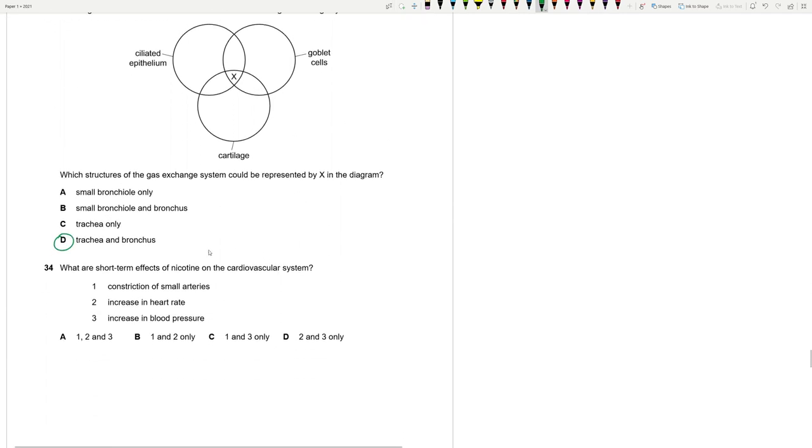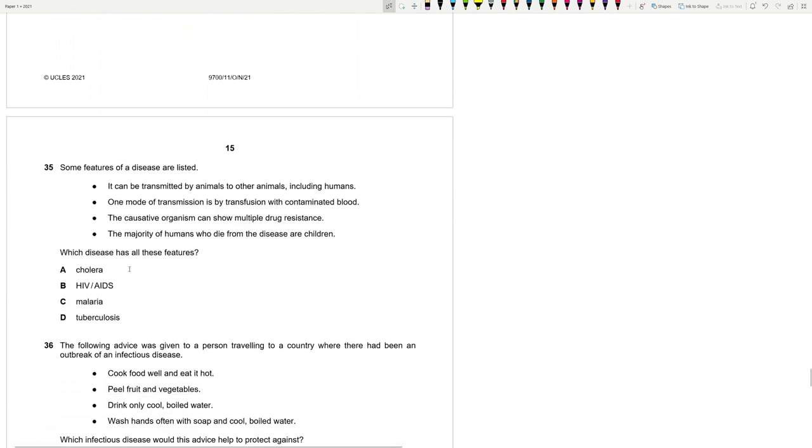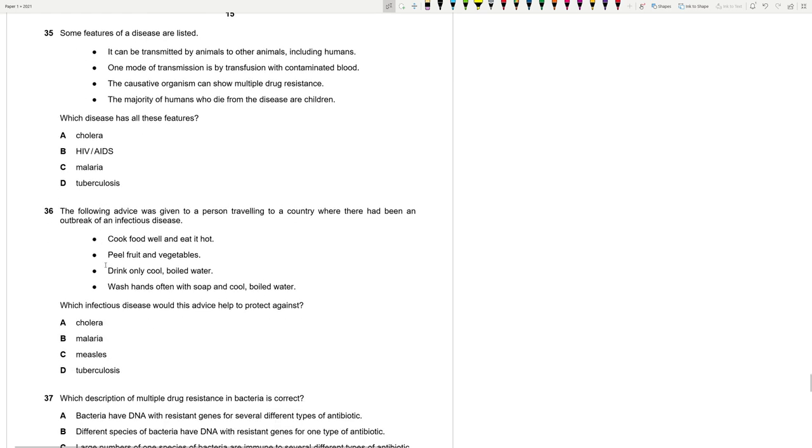What are the short-term effects of nicotine? We don't have this in our syllabus anymore. Skip. Moving on to 35. Also, we don't have all diseases anymore in our syllabus.